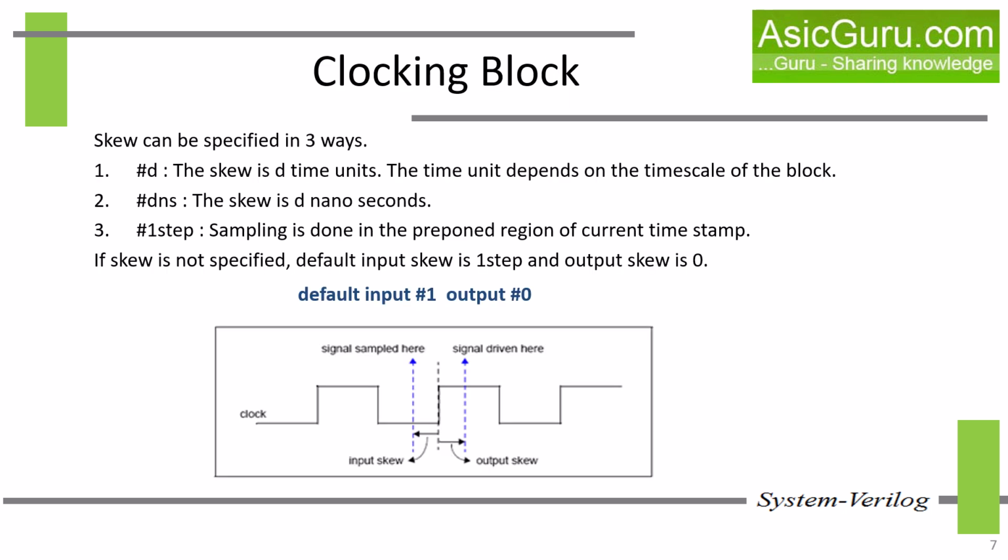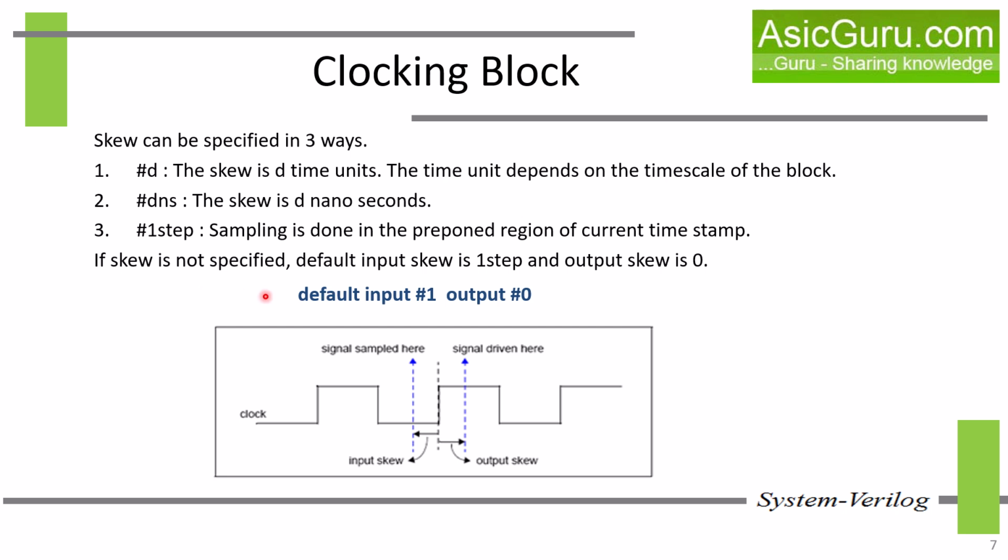There are multiple ways a skew can be specified in a clocking block. First is #D. Here the skew is D time units, and the actual time unit depends on the timescale of the block or the module. Next is #T ns, so D is directly given in nanoseconds. This is explicit and it avoids ambiguity from the timescale settings. Next is #1step, and it means the sampling is done in the preponed region of the current simulation timestamp.